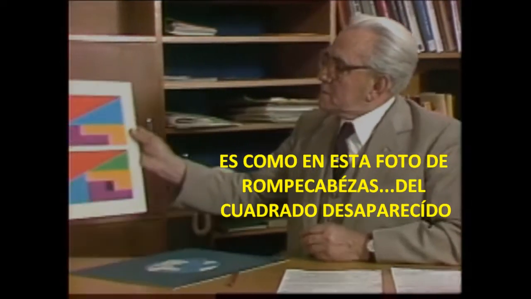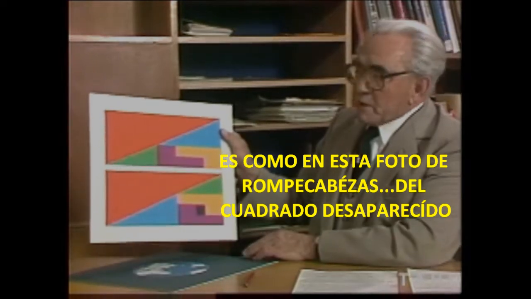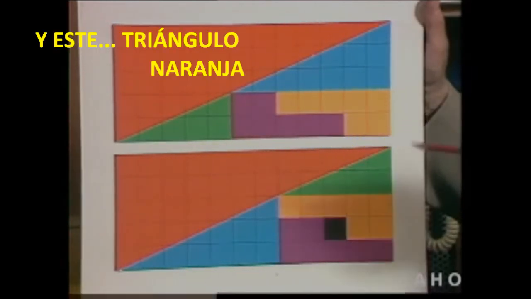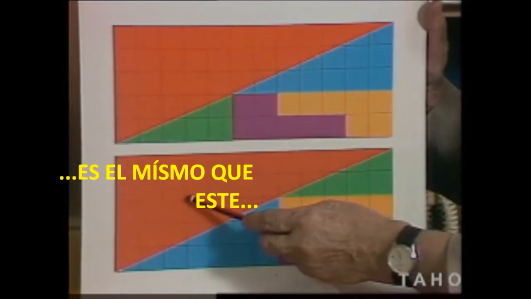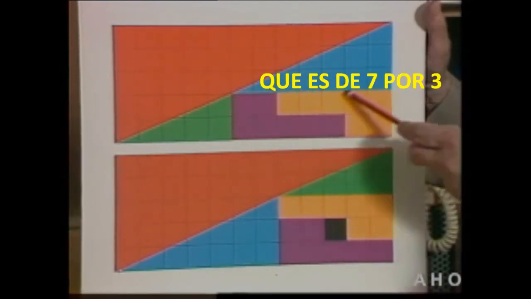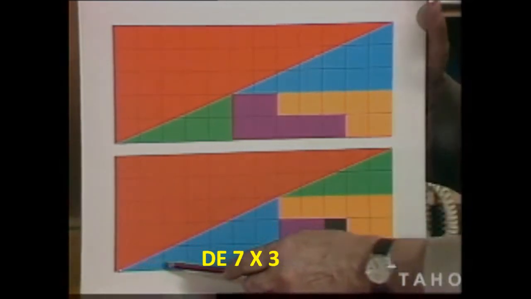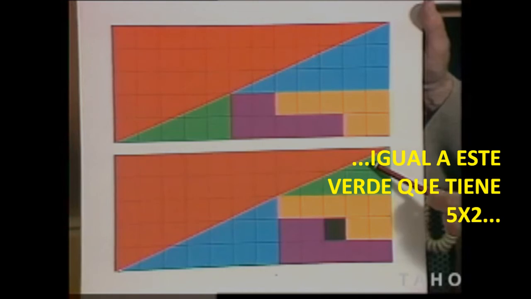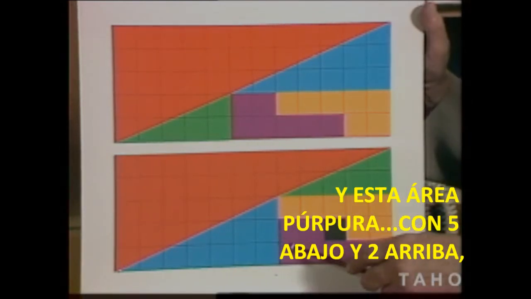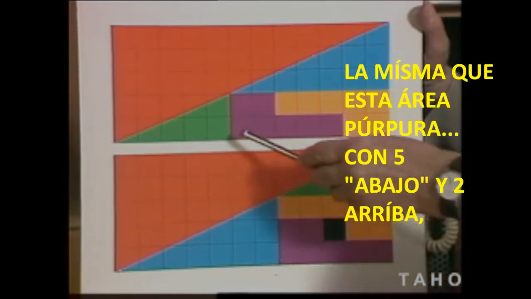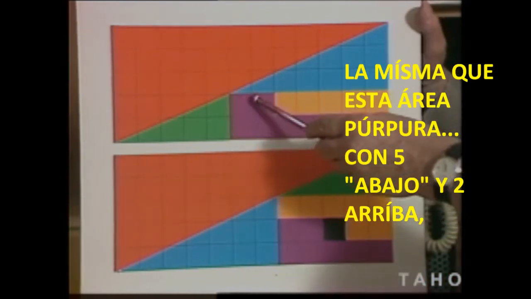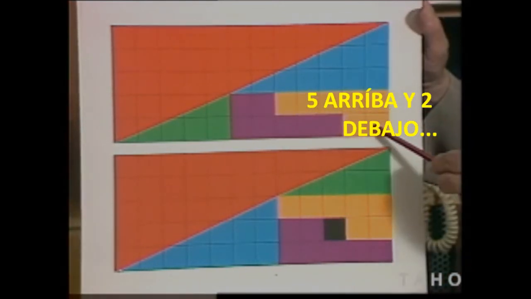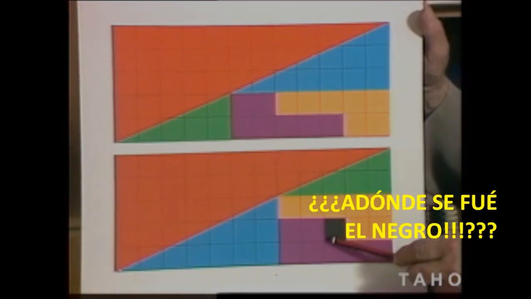It's all like this picture puzzle of the vanishing square. Here we have two identical rectangles, 12 squares by 5 squares, and this orange triangle is the same as this one, and this blue triangle, which is 7 by 3, is the same as this one, which is 7 by 3, and this green one, which is 5 by 2, the same as this green one, which is 5 by 2, and this purple area with 5 underneath and 2 on top is the same as this purple area with 5 underneath and 2 on top, and this yellow one with 5 on top and 2 underneath, the same as this one with 5 on top and 2 underneath. Where does the black one go to?